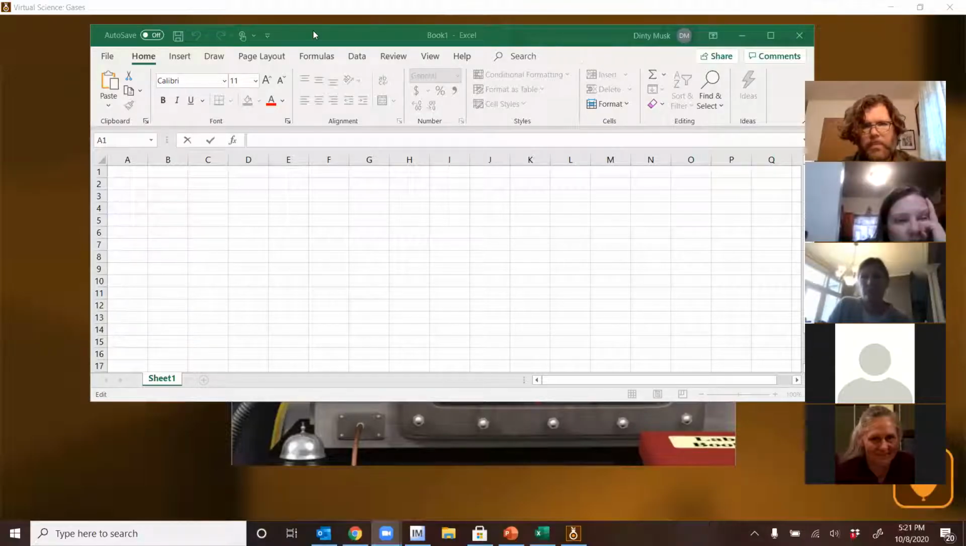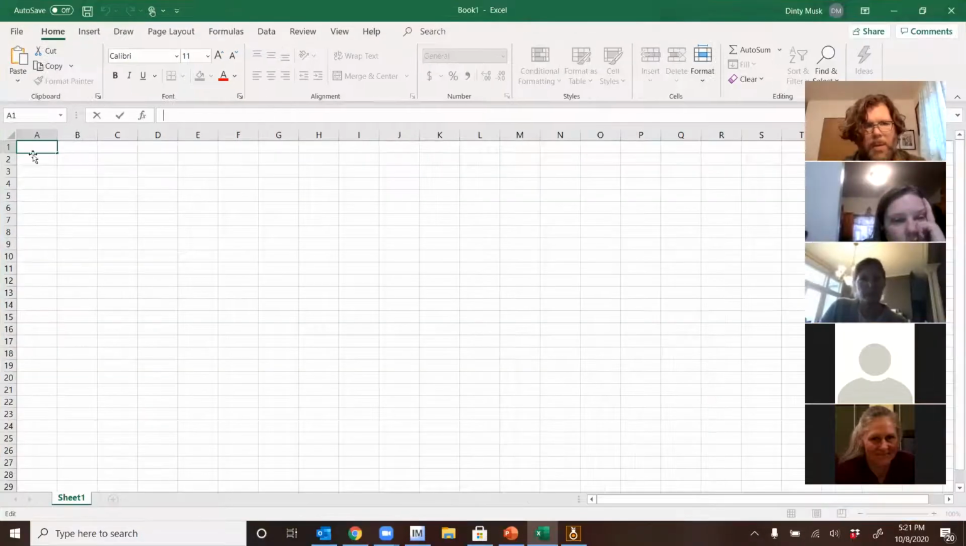So if I wanted to make an XY plot of a set of data, I am going to put my X coordinates in a first column and my Y coordinates in a second column. Oh, wait, you can't see the screen because I haven't shared it yet. So now I'm going to share my screen. I'm going to put my X coordinates in a first column and my Y coordinates in a second column.